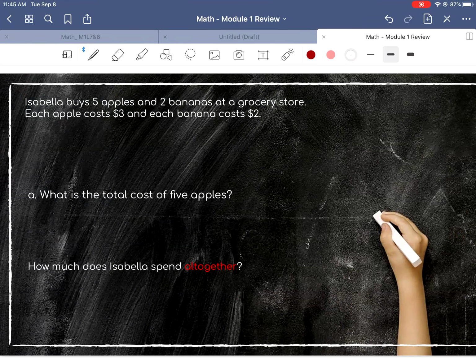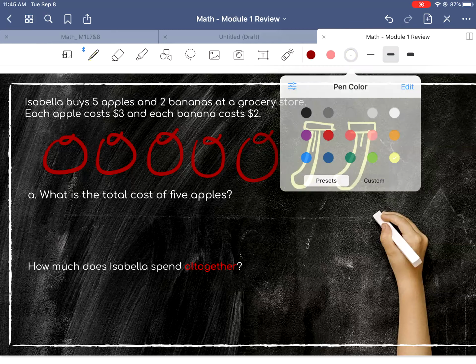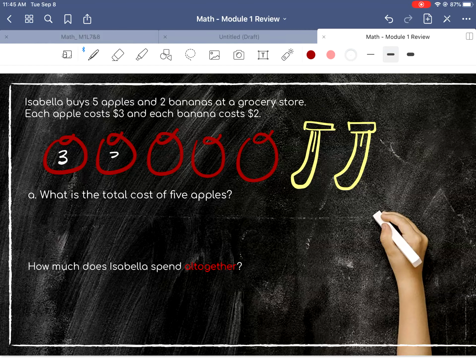So we're going to move on to the next question. Isabella buys 5 apples and 2 bananas at a grocery store. Each apple costs $3. Each banana costs $2. So I'm going to draw an apple. Here are my 5 apples. And here are my 2 bananas. And my apple is $3 each, where my banana is $2 each.